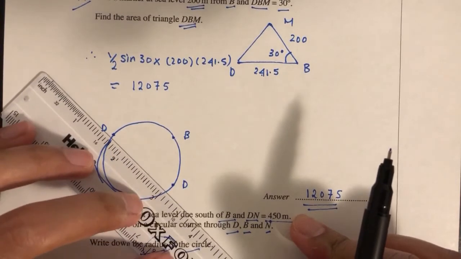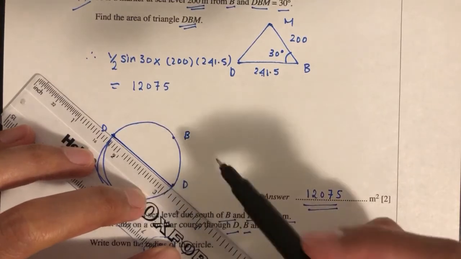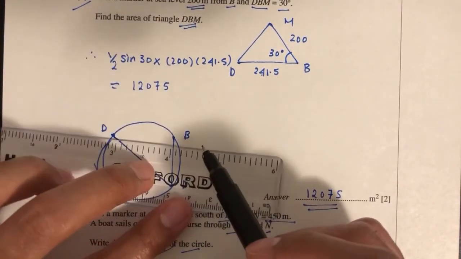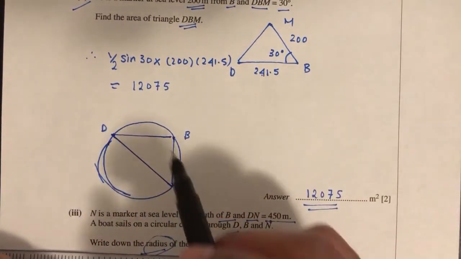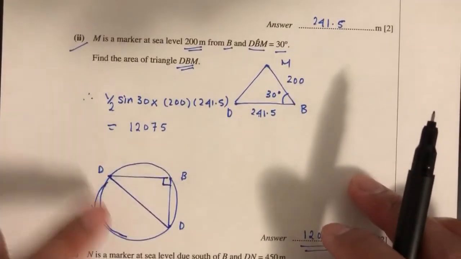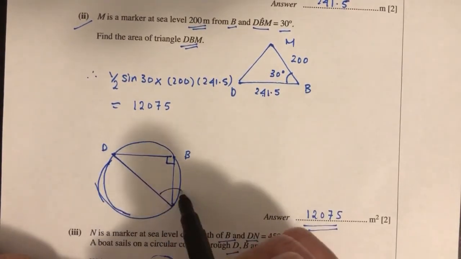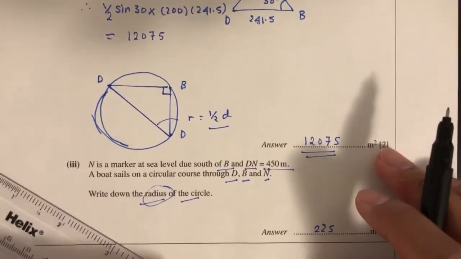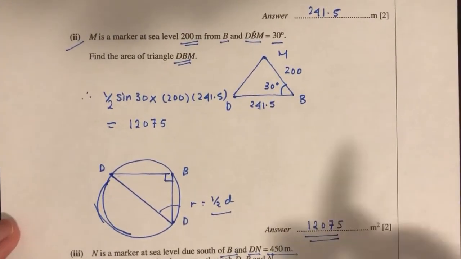So these 2 points will be the diameter of the circle, and the reason why is because we know from a theorem that the angle over the diameter is 90. So if this is 90, it means that this length here has to be the diameter of the circle. So the radius is half the diameter, which is half of 450. That will be 225, and that will be this question.